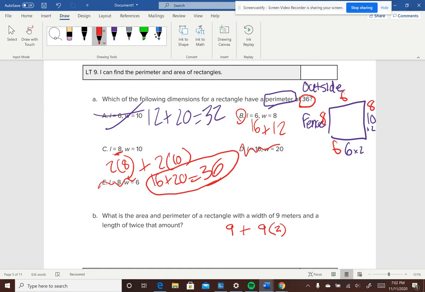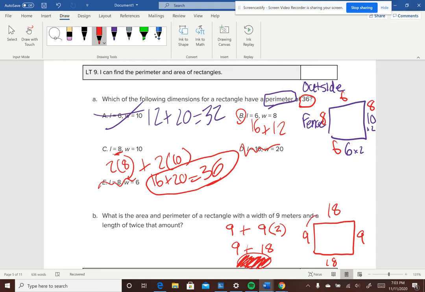All right, so here we're going to do 9 plus 18. It's going to give us 27. So we can say the area, I'm sorry, we can't say anything here. We have just figured out the different sides. So I'm going to go ahead and draw my rectangle. And we have 9, and there we have 18. So we have 18 over here and 9. And now we're going to figure out the perimeter.